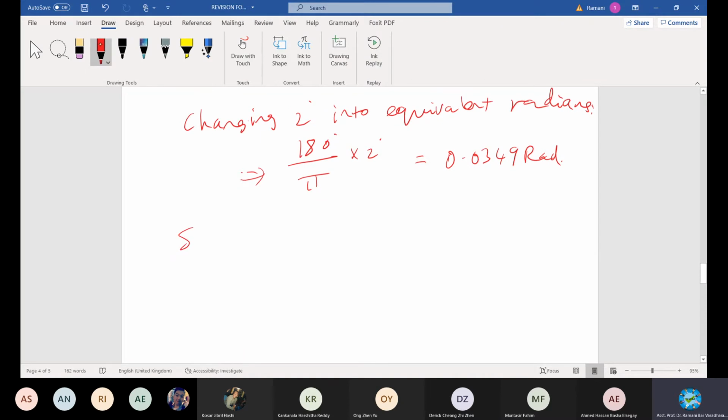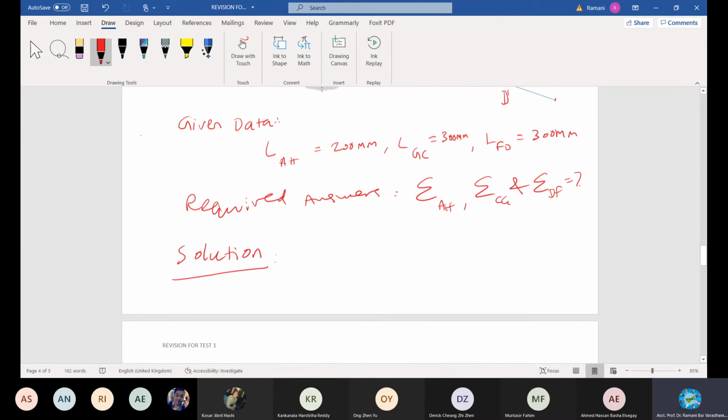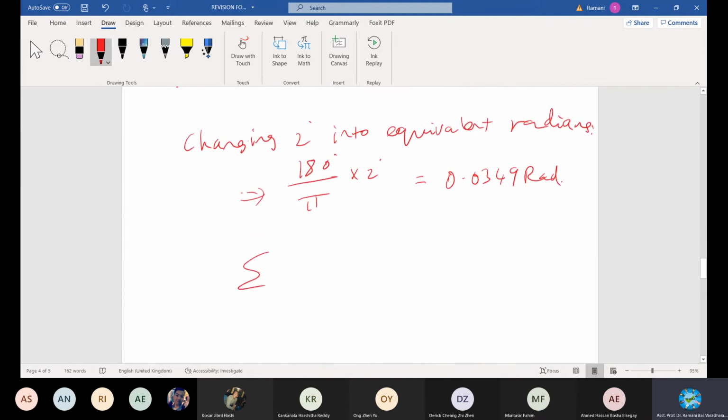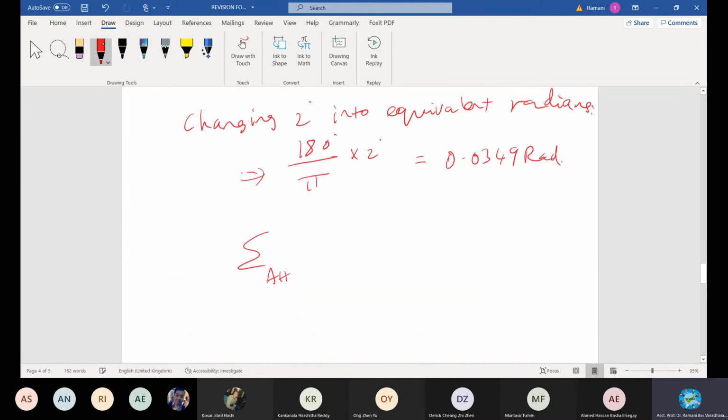Solution. The strain at... what are you asked to find out? Strain value, correct. Strain value at AH, CG and DF. Let's write the formula, epsilon. The strain at AH, I'm not getting it. One moment.